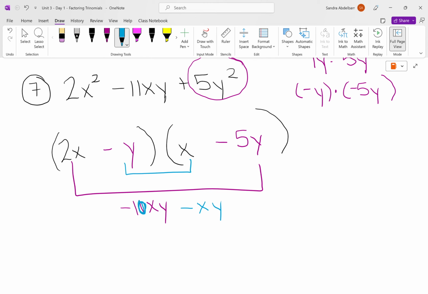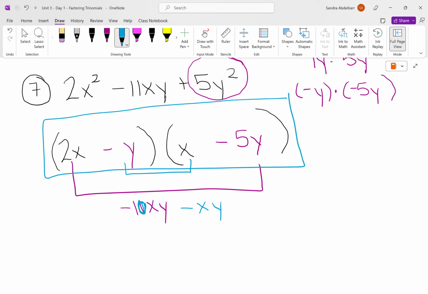Oh, I put negative 11. This was a negative 10. Sorry, guys. Nobody caught that? What's negative 10xy minus xy? Negative 11xy. Do we have our winner? Yes.